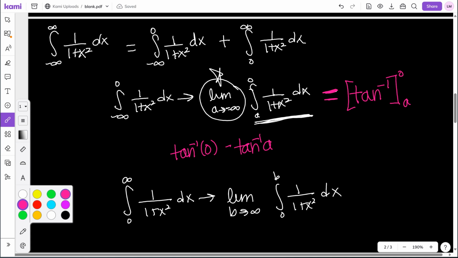Well, I know tangent inverse at 0 is 0. So remember what that's asking: what angle measure gives me tangent of 0? Sine over cosine, I want where sine is 0, 0 over 1, that would be at 0 degrees or 0 radians. So that's 0, and we're talking radians. So 0 minus tangent inverse of a. Since this is 0, it doesn't matter anymore. I'm really only looking at the limit as a approaches negative infinity of negative tangent inverse of a.